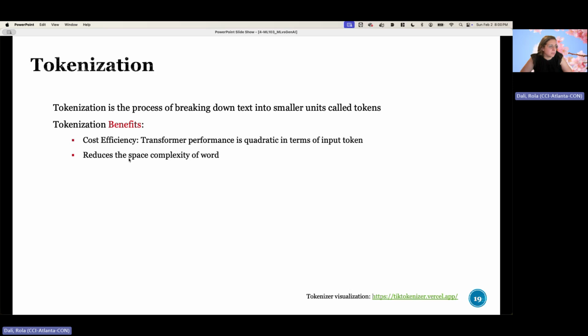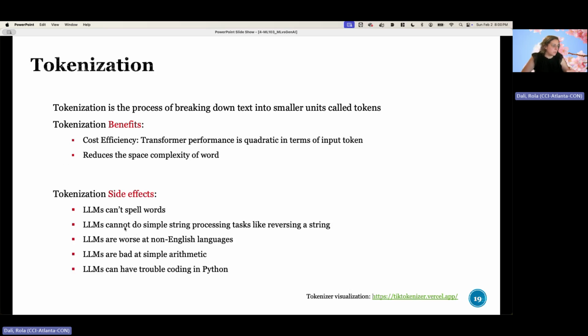Tokenization reduces the space complexity of words. So when you tokenize, then the space is a lot less. So instead of having all of the conjugation of the words, for example, you would have the base word and then the possible conjugation, which reduces the space complexity, so you would have less information there. It's useful because then mistakes, spelling errors, and things like that are not as dramatic to the model.